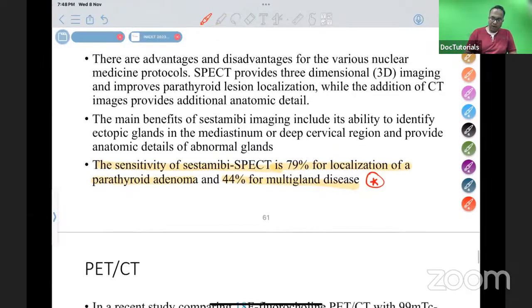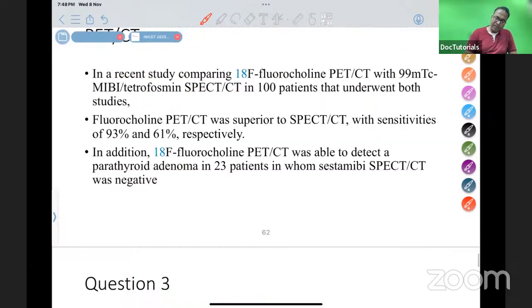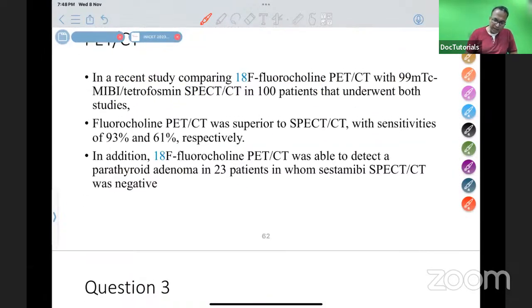Whereas if you go for a PET CT, see the PET CT. The sensitivity of fluorocholine PET CT was compared with SPECT CT. The sensitivity of PET CT is 93%, SPECT is only 61%. So if the question had PET CT, please go for PET CT. That is a better answer for the exam.